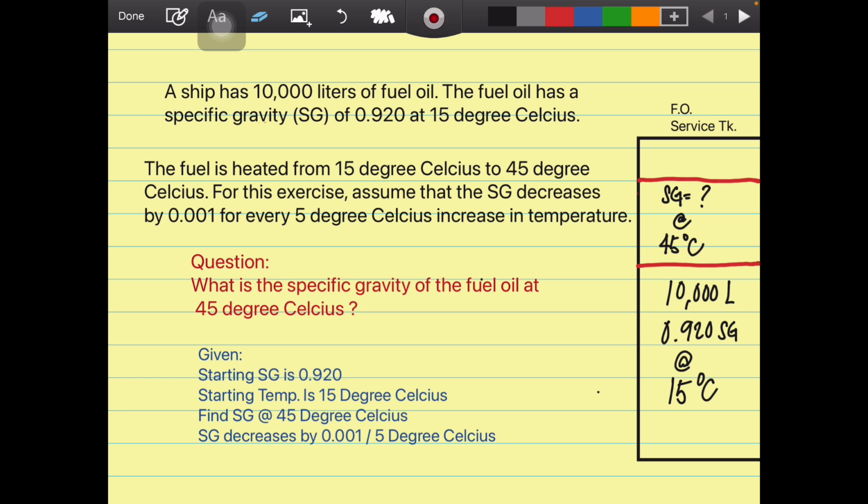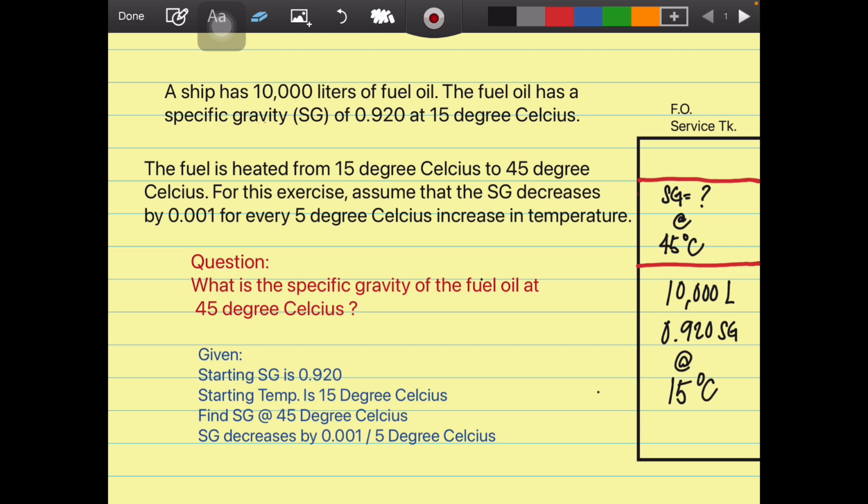Now, for this exercise, we assume that the specific gravity decreases by 0.001 every 5 degrees Celsius increase in temperature. Because as we recall, an increase in temperature decreases the specific gravity of the fuel oil. Pag pinapainitan mo yung fuel oil, habang tumataas yung temperature ng fuel oil, bumababa yung specific gravity. So the question is, ano ngayon daw yung specific gravity of that fuel oil pag dumating sa 45 degrees?